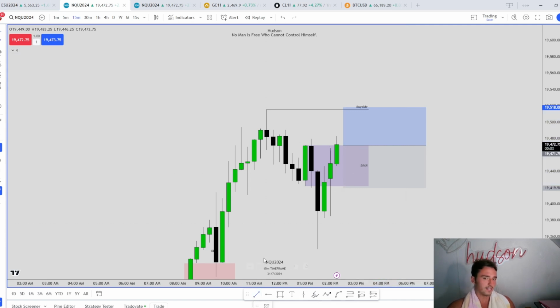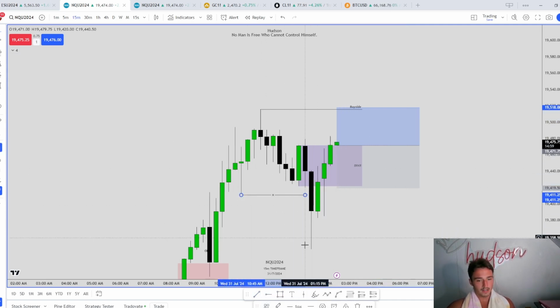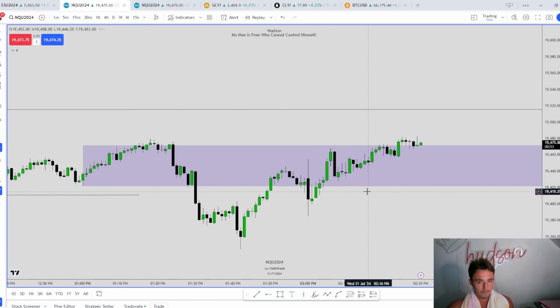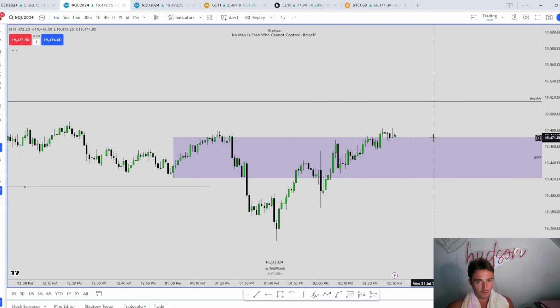So why is it a breaker though? We have a swing high before putting in a new swing low, and then we break that high, so this now becomes your breaker. But on the 1 minute, we're just slowly grinding up.